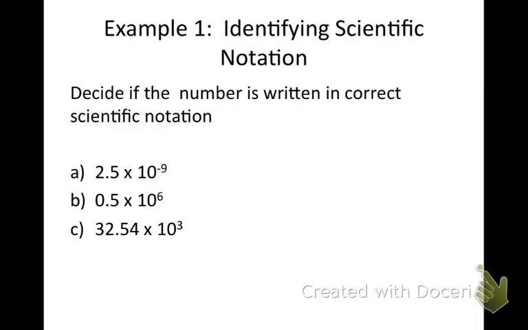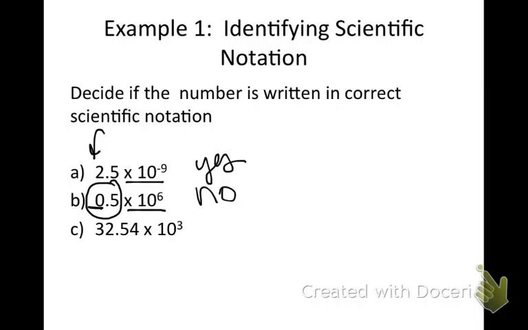So we have to go back to the rules. Is it using the power of 10? In A, yes it is. And in the ones place, my number is between 1 and 9. So yes, that's written in correct scientific notation. My second number, I have a power of 10, but this is not a number in the ones place between 1 and 9. So that is not written in correct scientific notation.